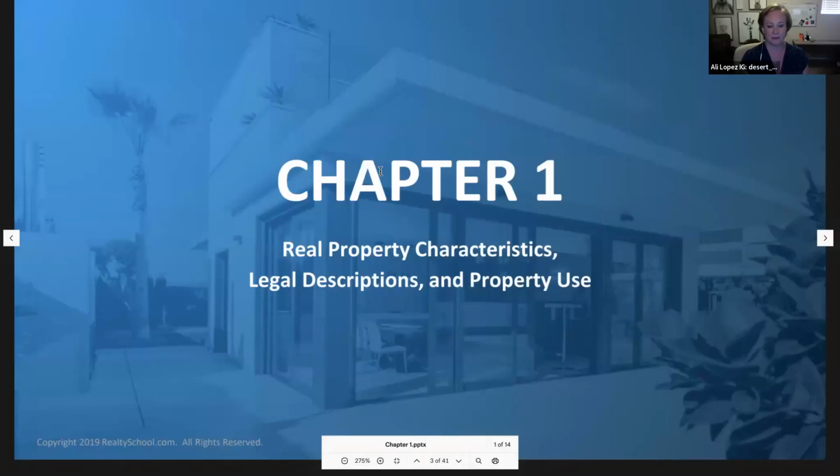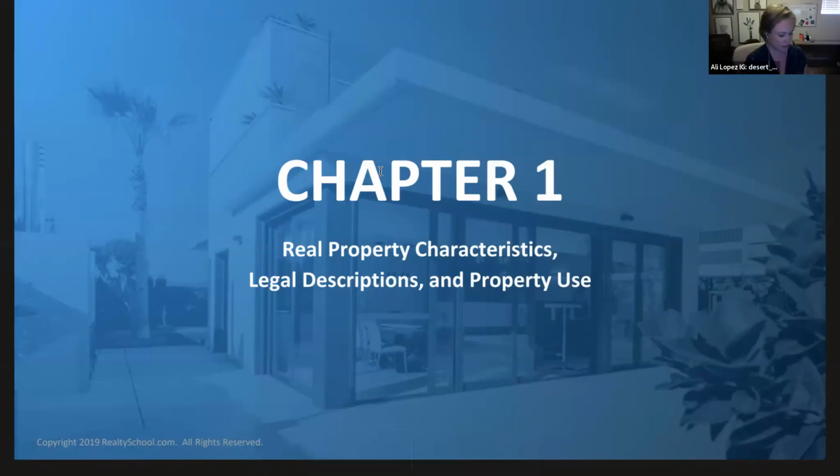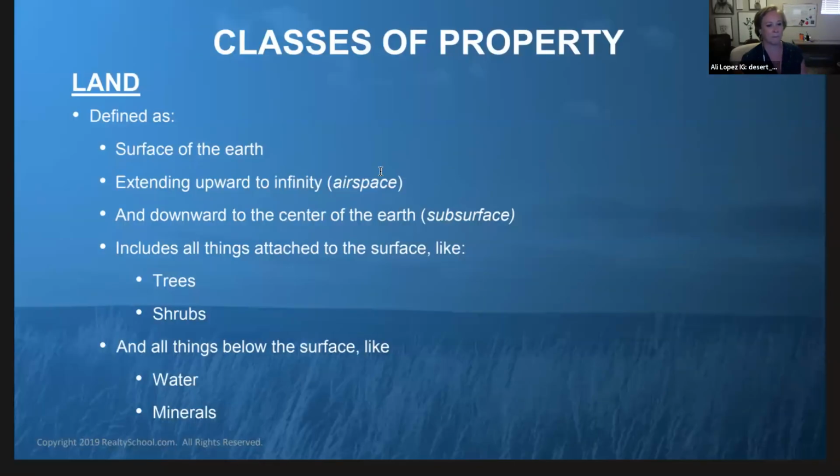Here we go. Real property characteristics, legal descriptions, and property use. So obviously, land is defined as the surface of the earth. It extends upward to infinity in the airspace and downward to the center of the earth. And it includes all things that are attached to the surface, like trees and shrubs, and all things below the surface, like water and minerals.